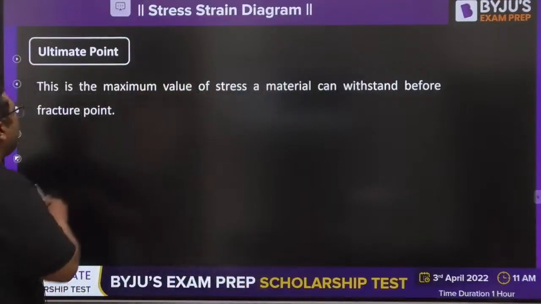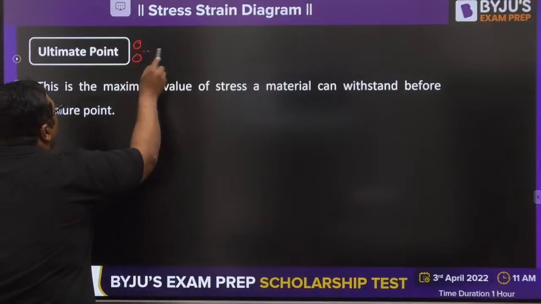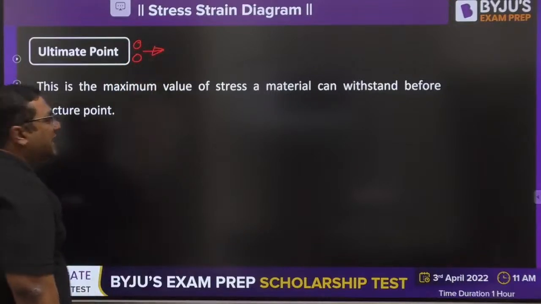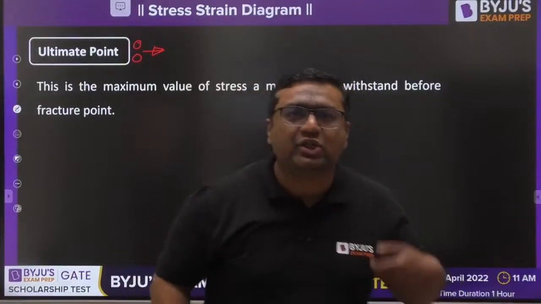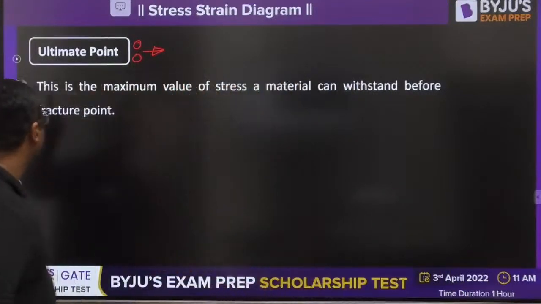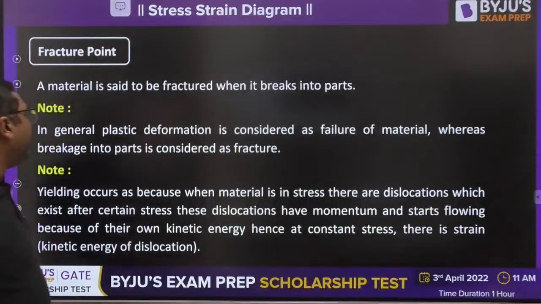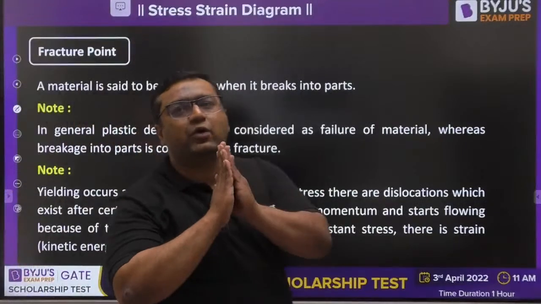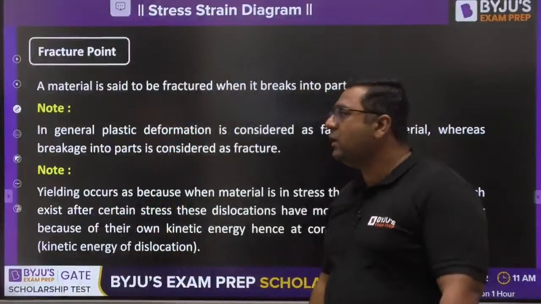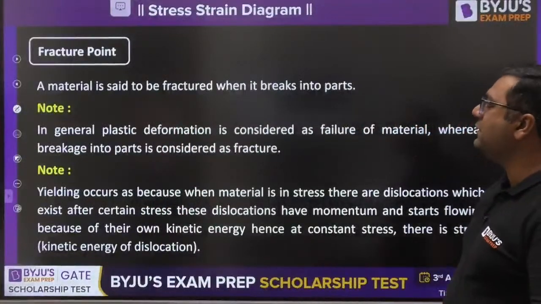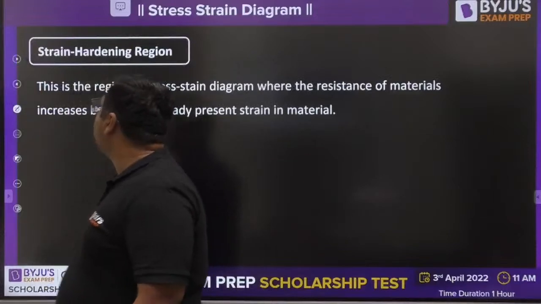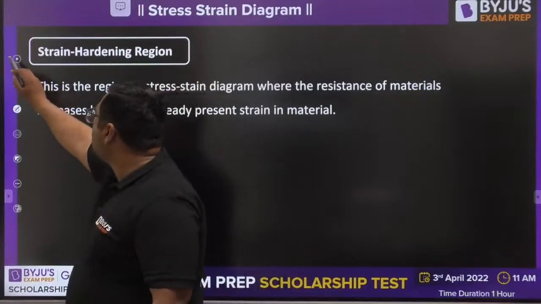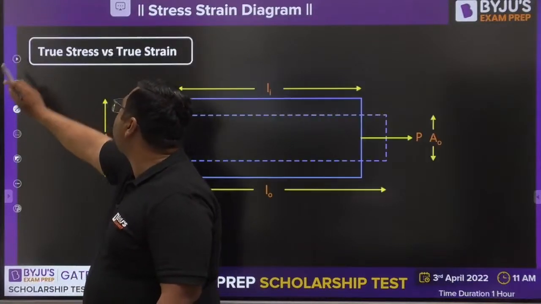So my dear, ultimate point is a point after which you know that crack formation and propagation starts. Okay, so my dear, this is about ultimate point and fracture point, at which body is going to divide into two parts. Okay guys, so this is something known as fracture point. So we have discussed this in detail. Strain hardening region also we have discussed, necking region also we have discussed.